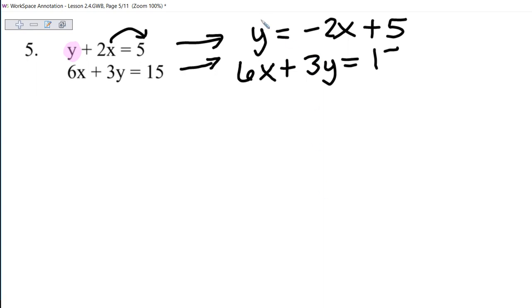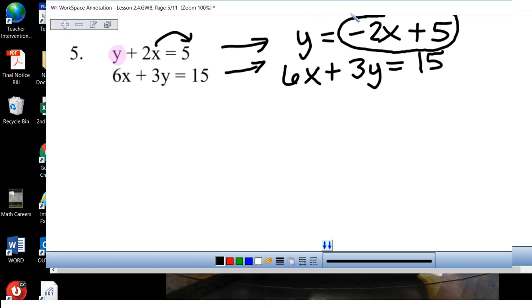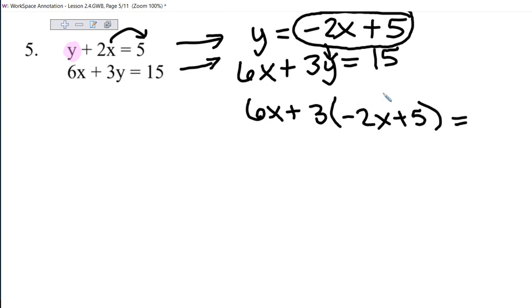Now, circle what y equals. And when I draw my arrow, do I draw my arrow to the x or to the y? To the y. If there's already a number in front, you have to group it in parentheses. So instead of y, what do I replace the y with? -2x plus 5. And this equals 15.